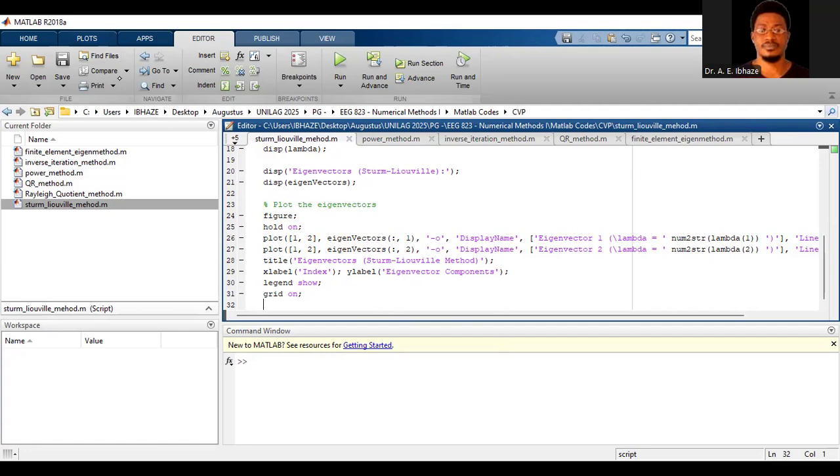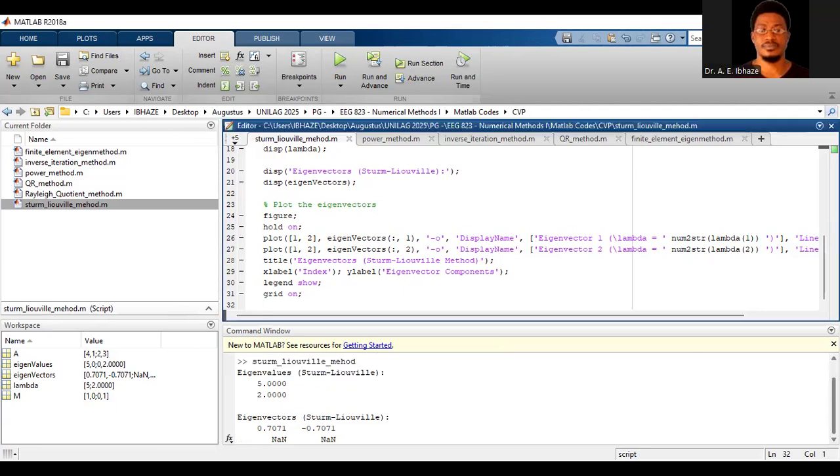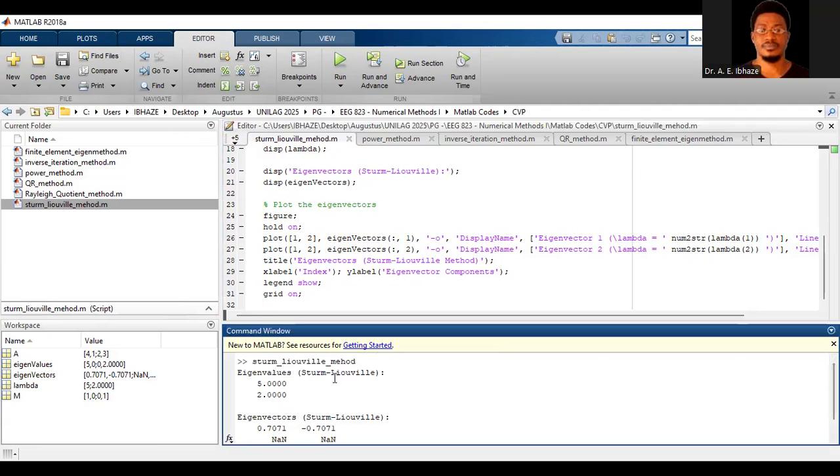And once we run this program, that is what we get. So we have our eigenvalues for the Sturm Liouville, which is 5 and 2. And then we have the normalized vectors based on the approximation of the method using the finite difference method.